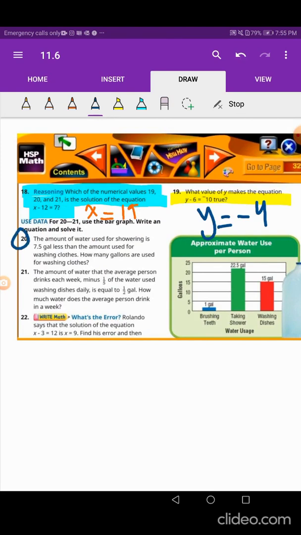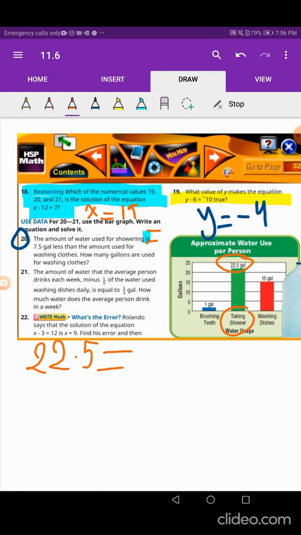The amount of water used for showering is. Do you remember what we mean by the word is? The answer is very simple. It means equal. So whenever we see is, we know it means equal in the equation. So the amount of water used for showering, do I have it? Yes, it's here. Taking a shower, I need 22.5 gallons. So we write 22.5 is, which means equal.